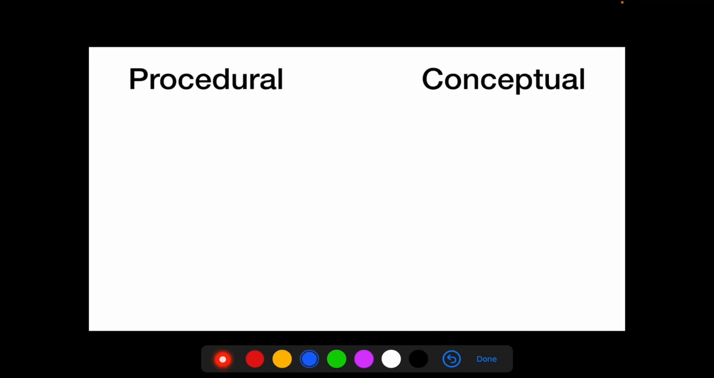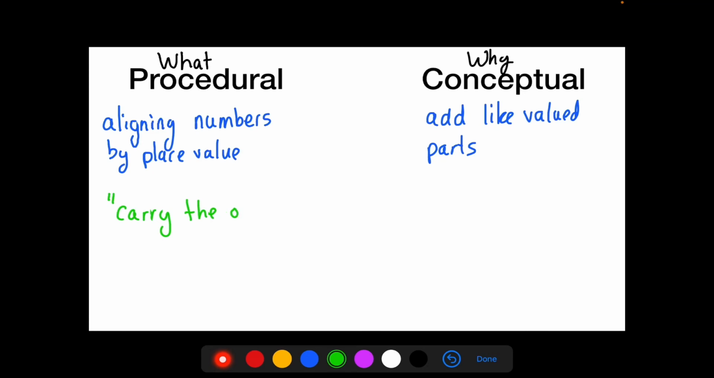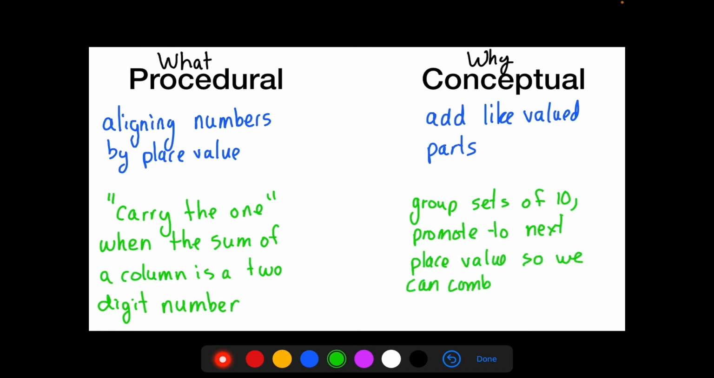Let's summarize this. Procedurally, we start by aligning numbers by place value. This is the what we're doing. Then when we look at the conceptual, this is the why we're doing what we're doing. Why do we align numbers by place value? This is so we can add like-valued parts. Procedurally, we carry the 1 when the sum of a column is a two-digit number. Conceptually, we group sets of 10, and then we promote that new set to the next place value, so it's with like-valued parts, and we can combine them.